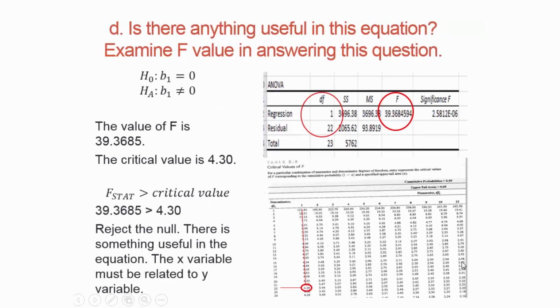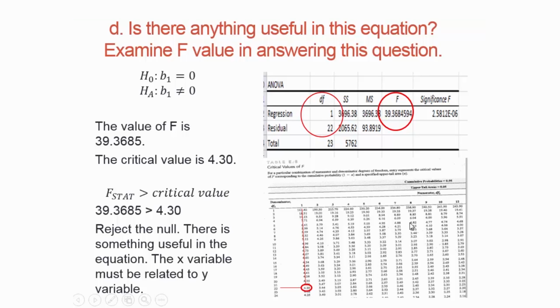Is there anything useful in the equation? Examine the F value in answering this question. So I look at my ANOVA portion of the printout, and it says the value for F is equal to 39.368, etc. That's the value of F. The critical value of F is going to be found in my table.